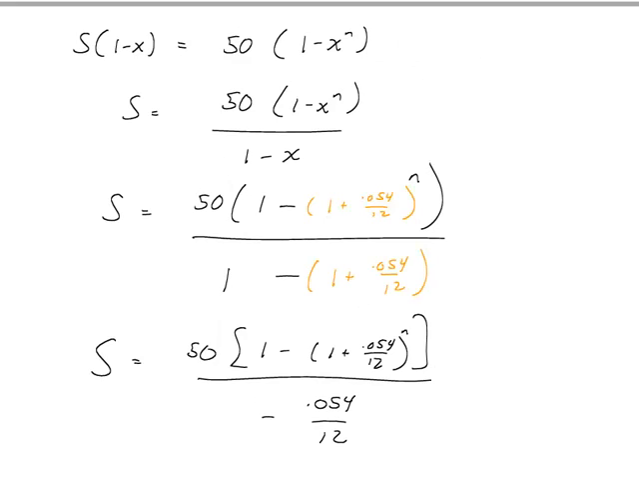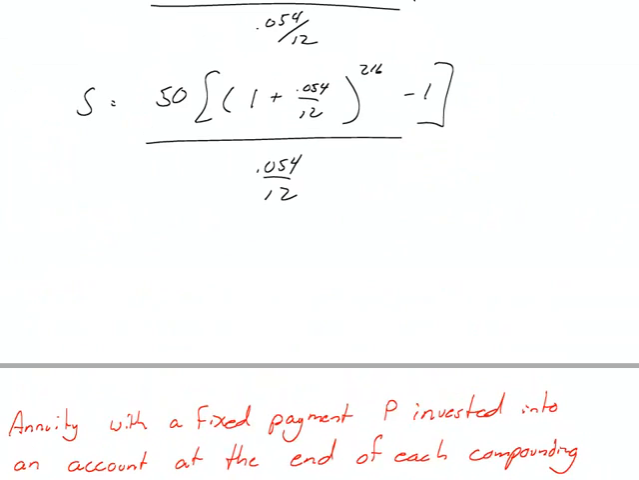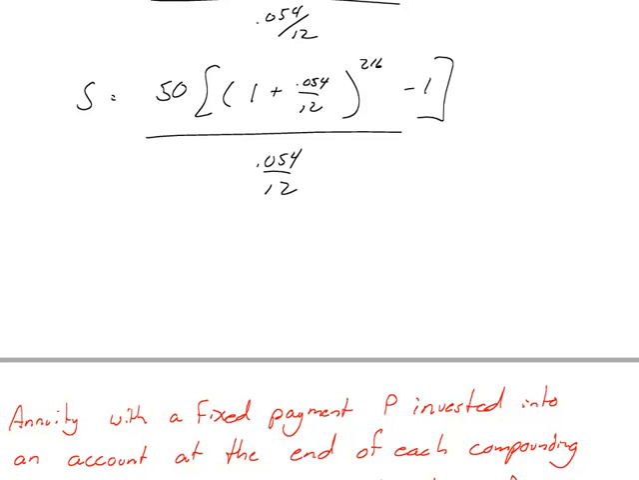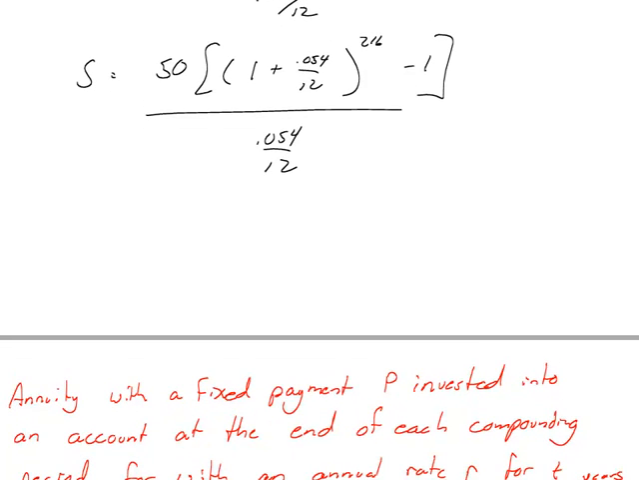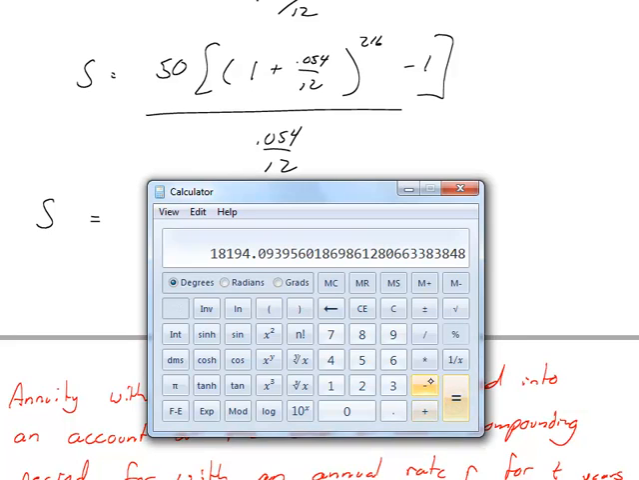And that's compared to our general annuity formula. And so that general formula definition is given here, and we can see that that structure is exactly the same. So now all I have to do is evaluate that sum. And so you can just pause on the calculator and see how I put it in, and we get that the value in the account is $18,194.09.